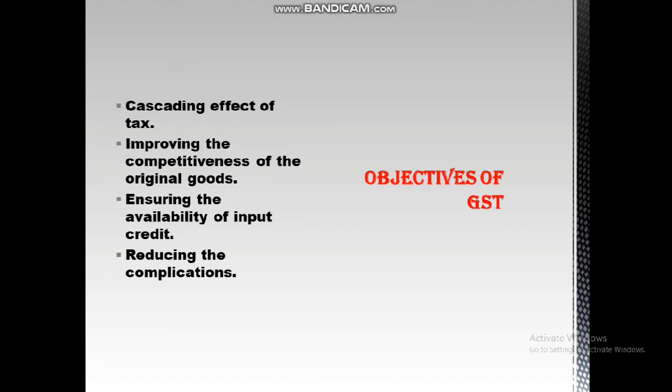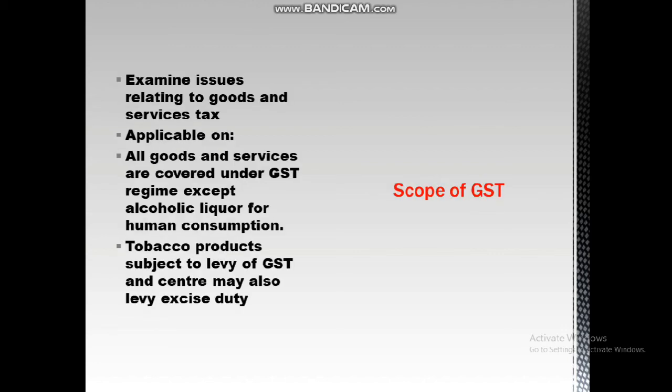It can be discussed as ensuring that the cascading effect of tax on tax will be eliminated, improving the competitiveness of the original goods and services, thereby improving the GDP rate too, ensuring the availability of input credit across the value chain, reducing the complications in tax administration and compliance, making a unified law involving all the tax bases, laws and administration procedures across the country, decreasing the unhealthy competition among the states due to taxes and revenues, reducing the tax slab rates to avoid further classification issues. Next we'll see the scope of GST.